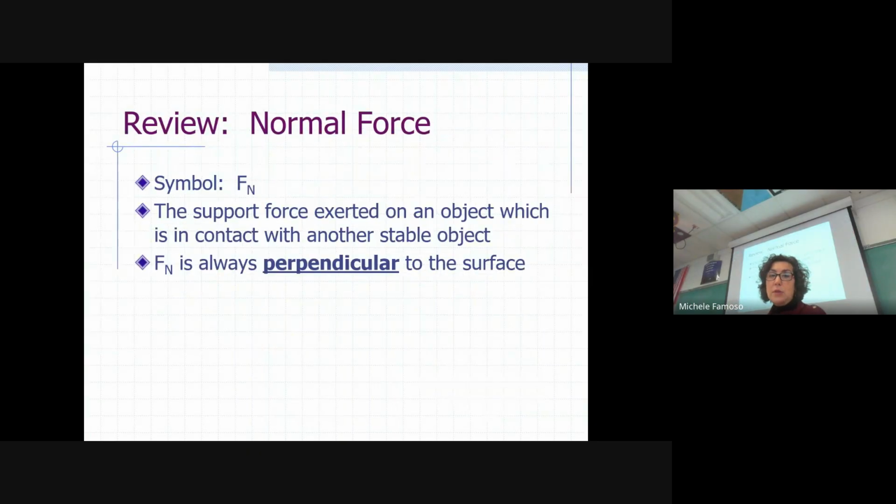Okay, so let's now talk about the normal force. The normal force is Fn. This is the support force from a surface on an object, and it's always perpendicular to the surface. That's review from section A, that the normal force is a perpendicular force of support from a surface.